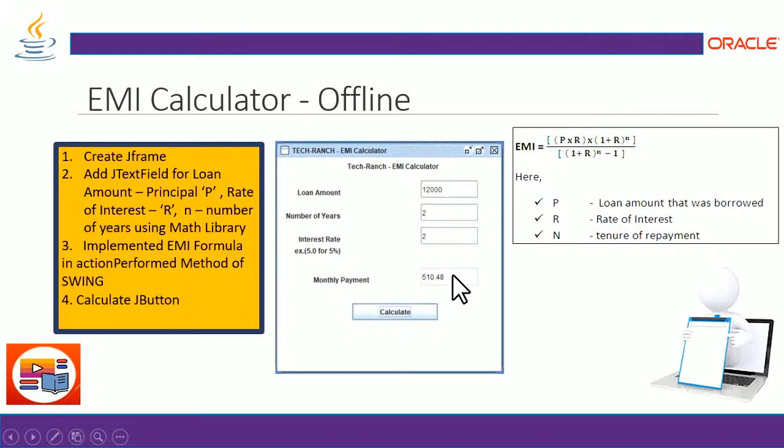Now this value will be calculated with the help of the actionPerformed method. We are going to override this method and implement this formula using the Math API. And calculate is nothing but the JButton. Once you click on it, it will give you the result. So this is the simple offline EMI calculator implemented in the Java Swing API.